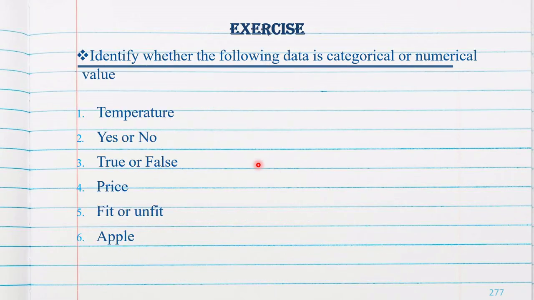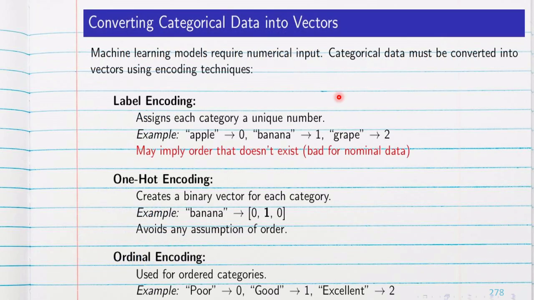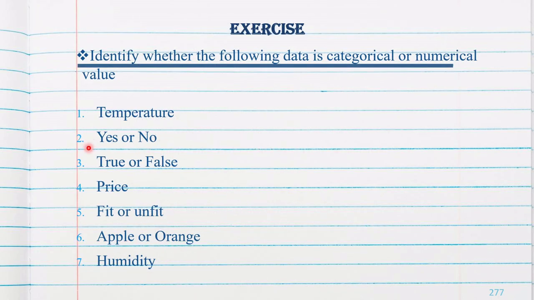Identify which is category and numerical value. Temperature, what type of data is it? Is it category or numerical? Yes or no? Is there some order? True or false? Is order there? Price. Okay, tell me, what are the different types of data?